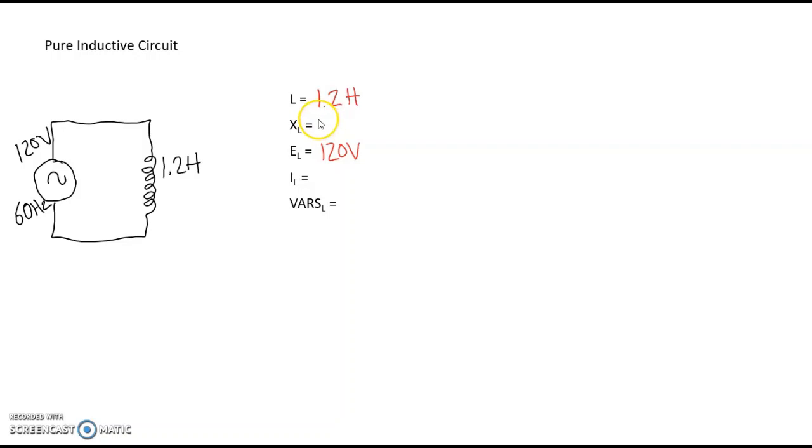And we know that formula: X sub L equals 2 pi F L, equals 2 times pi times 60 times 1.2, equals 452.4 ohms.